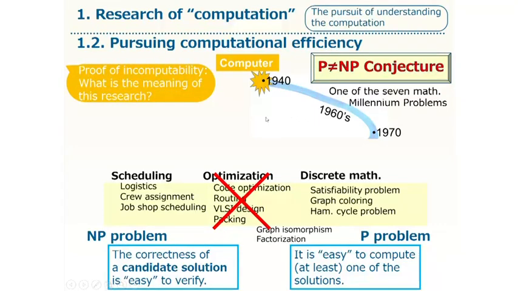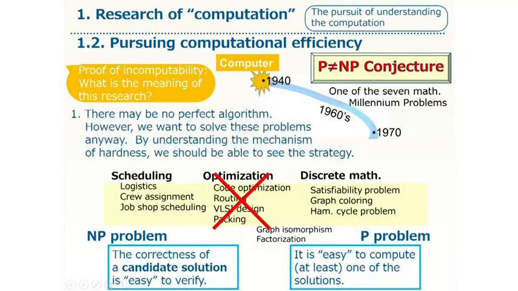Well, you may wonder why we need to prove such a thing. How would discovering that NP problems like these are hard to solve make us happy? I do think there are 3 significant reasons to study this.